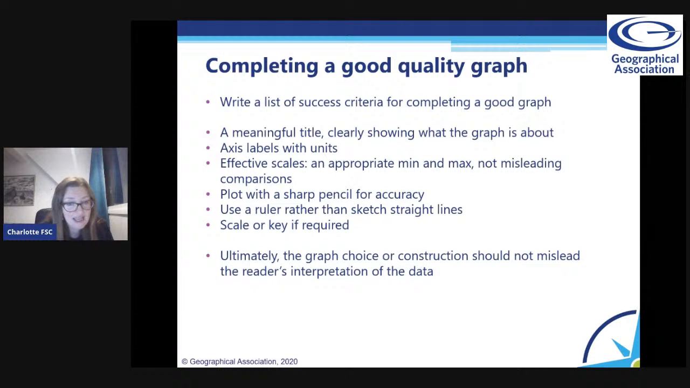Use a scale or a key if that's required for your graph type. Essentially make sure that ultimately, as it says here, the graph choice or the construction should not mislead the reader's interpretation of the data. So as long as you look back at your graph and think, yeah, that tells the viewer, the reader, exactly what's going on in my data, then you'll have done well, a good graph.